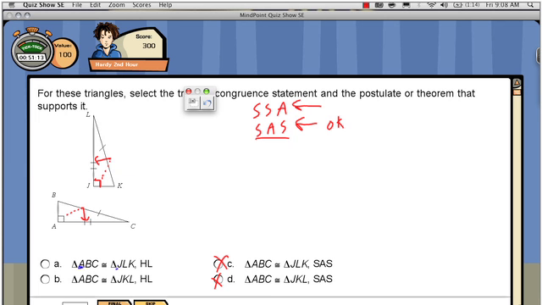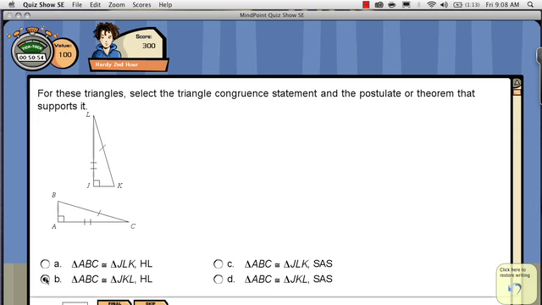A and J, do those match up? Yeah. B and L, do B and L match up? No. B is on the short side, K is on the short side, so it's got to be hypotenuse leg. Like I told you. Good job.